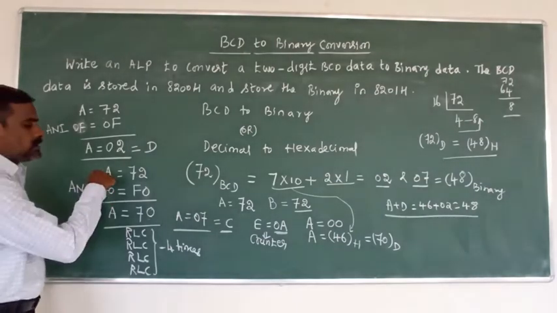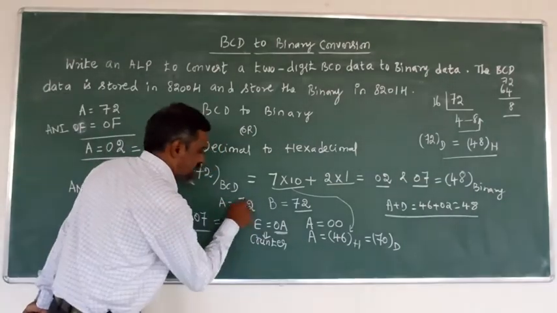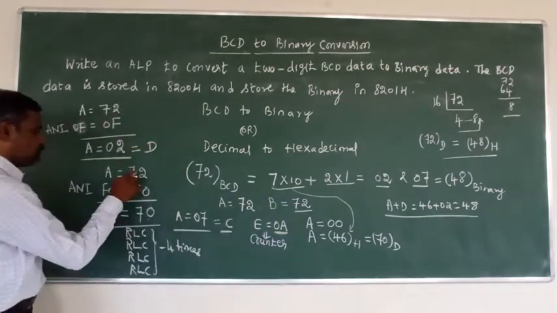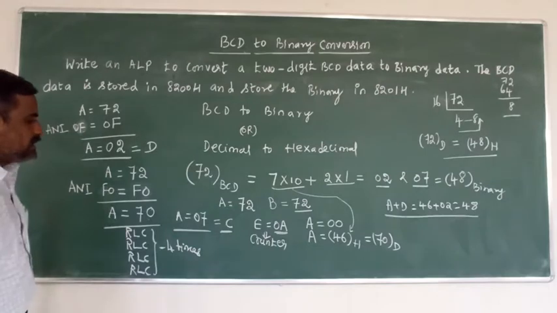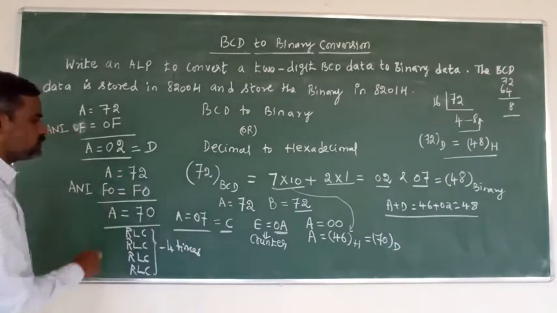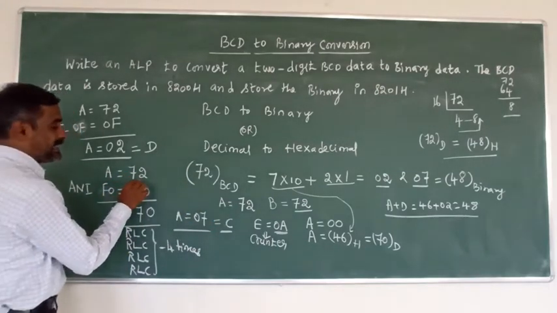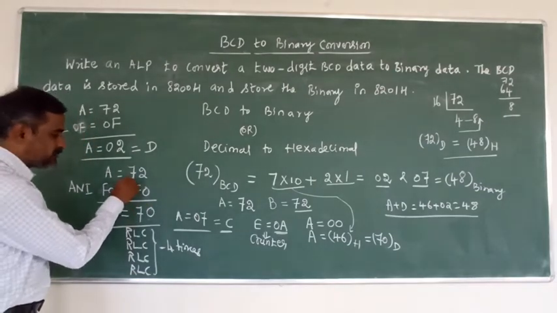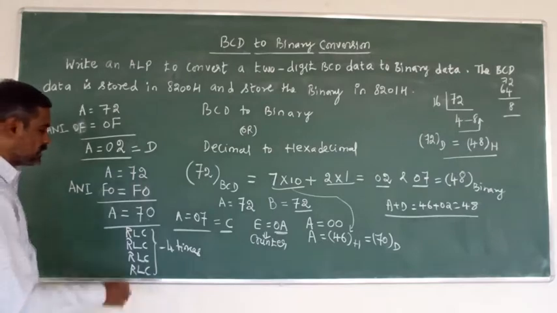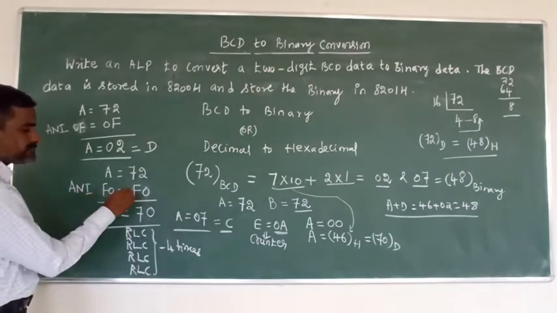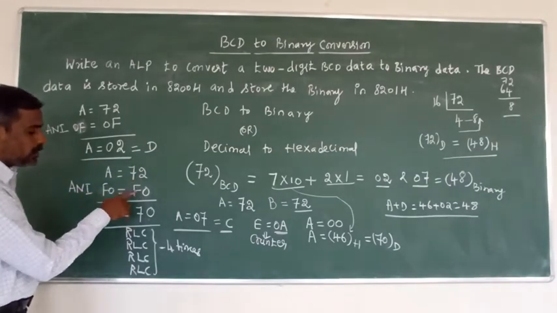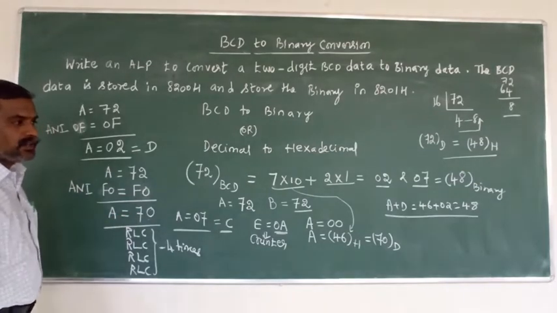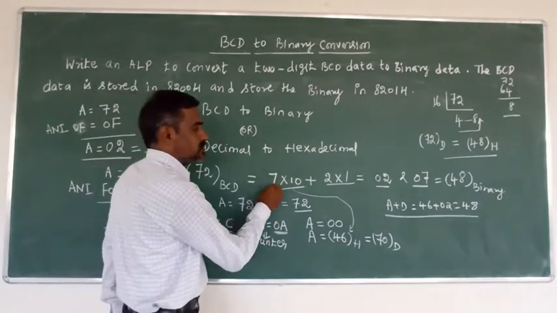After that, to get the same data available in B register, the B register data we move to accumulator. Now accumulator 72. To make the least significant 4 bits 0 and the most significant 4 bits as they are, for that we use logical AND with F0. After logical AND, accumulator result 70. But we require 07.